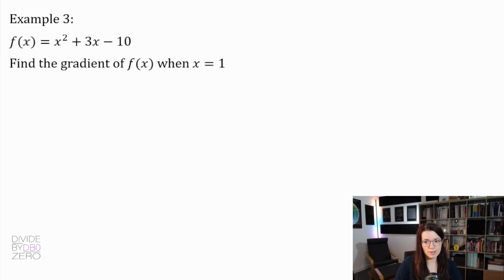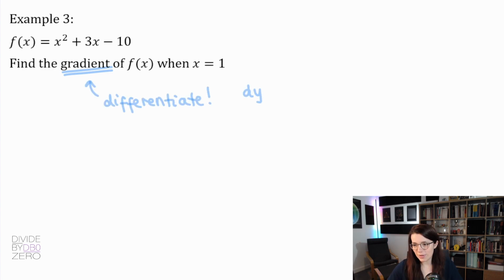And that's it. Example 3, f of x is equal to x squared plus 3x minus 10. Find the gradient of f of x when x equals 1. So this question doesn't reference differentiation, dy dx, or f dash of x. It only references the word gradient. So you need to be aware that that means you need to differentiate, because dy dx or f dash of x both mean the same thing really, and that's the gradient.